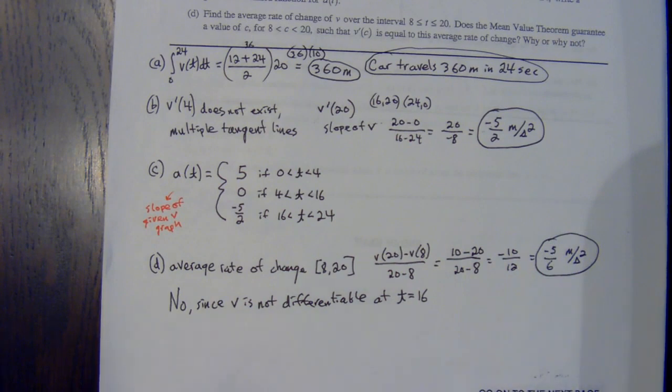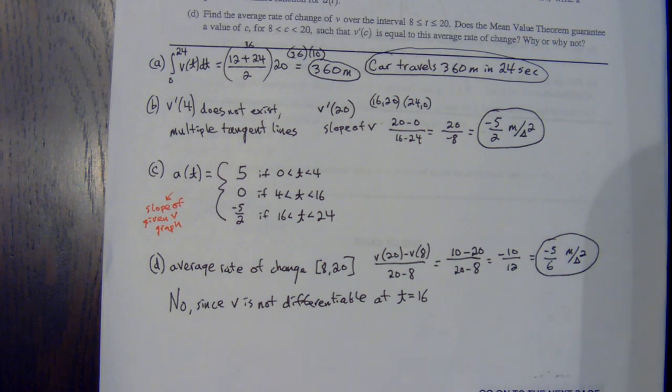This one didn't specify units, so I guess I wouldn't have needed to include those. But since you're doing the slope of velocity, we know that's going to be like a derivative of the velocity, which is like the acceleration. So the units would be acceleration right there.